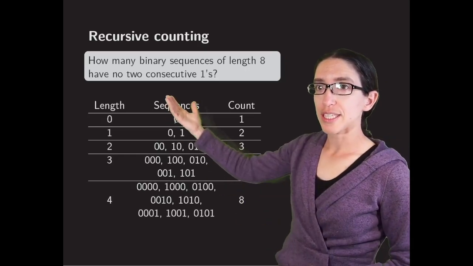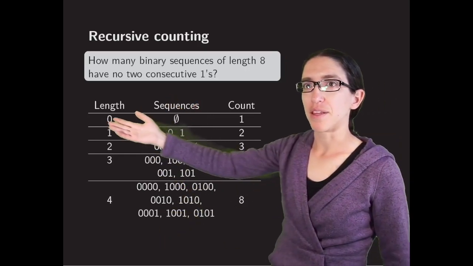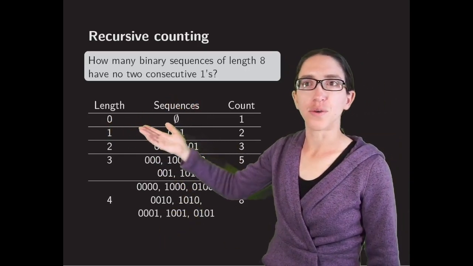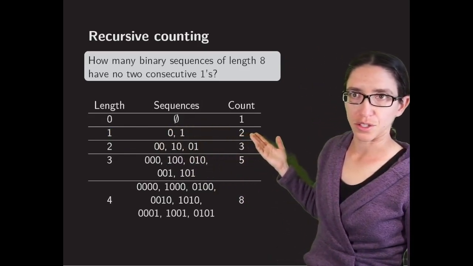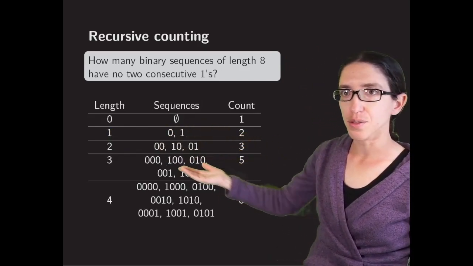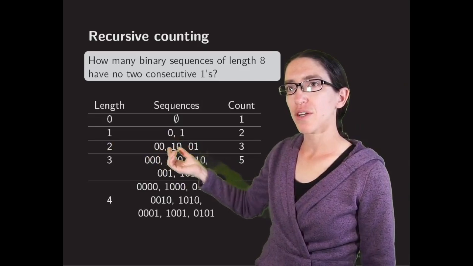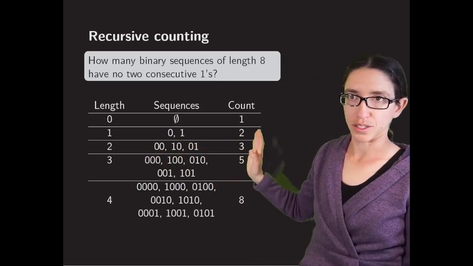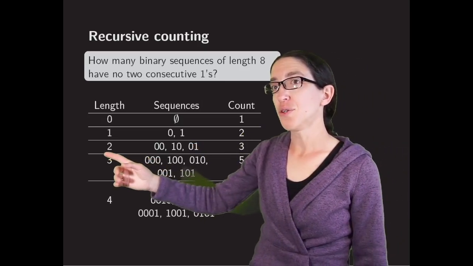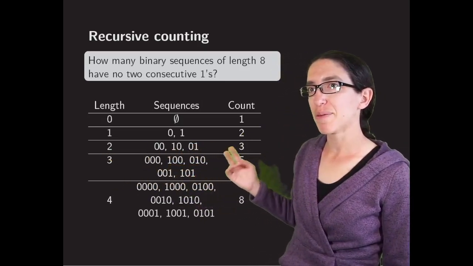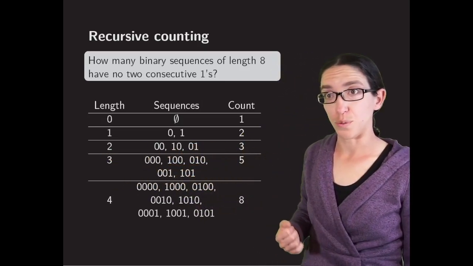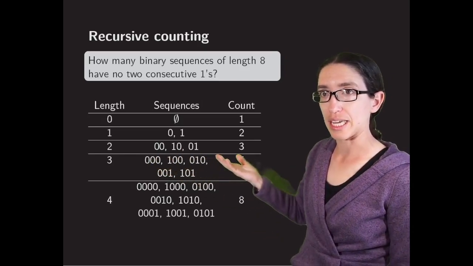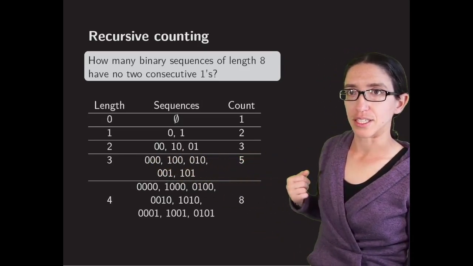So if you start listing the first few values, let's list them by length. So if you have length 0, there's only one empty sequence, and so there's one such sequence of length 0. For length 1, you have the sequence 0 and the sequence 1, so there's two sequences. Neither of those have two consecutive ones. They're both okay. For length 2, we have all the binary sequences except for 1, 1. We're not allowed two 1s next to each other, so there are only 3 binary sequences satisfying this condition.